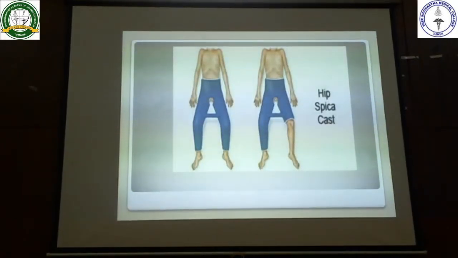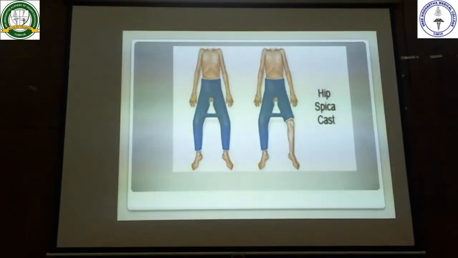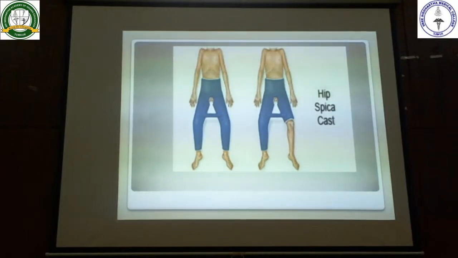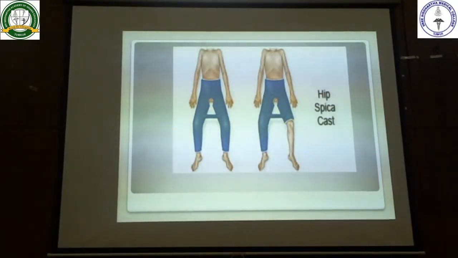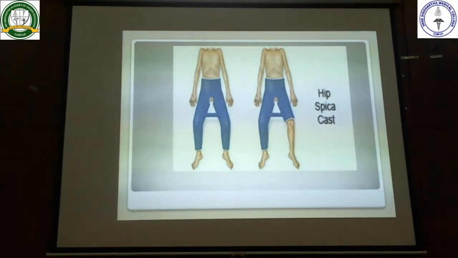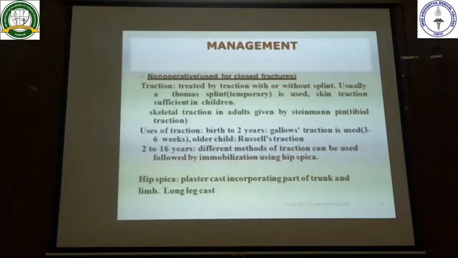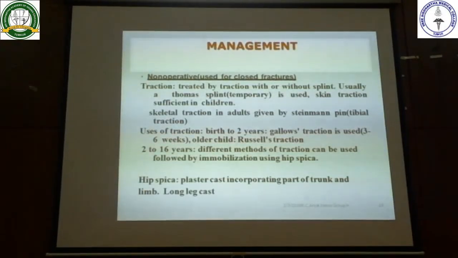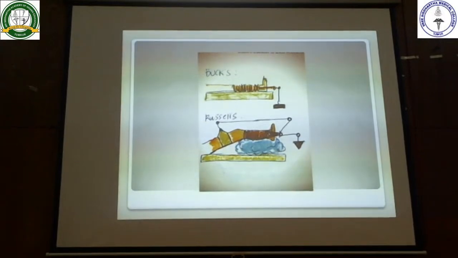And the third one is what is known as a hip spica. This is a hip spica cast. This is not used specifically only for femur shaft fracture. It is used for a variety of conditions. One of them is fracture shaft of femur. That point you need to remember. So that is very briefly about children. We'll come in detail about adult treatment. You can just keep in mind what exactly these types of traction are.